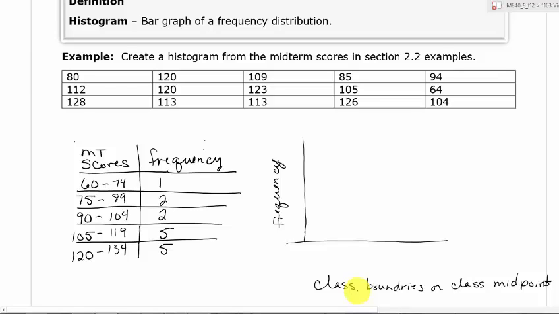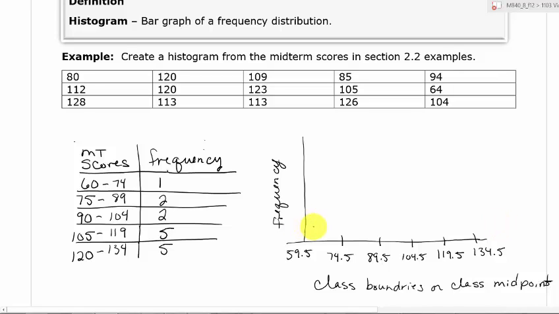And so with ours, the first class boundary was 59.5. And then the next one was 74.5. And then the next one after that was 89.5. And the next one after that was 104.5. And the next one after 104.5 was 119.5. And then the last one is 134.5.